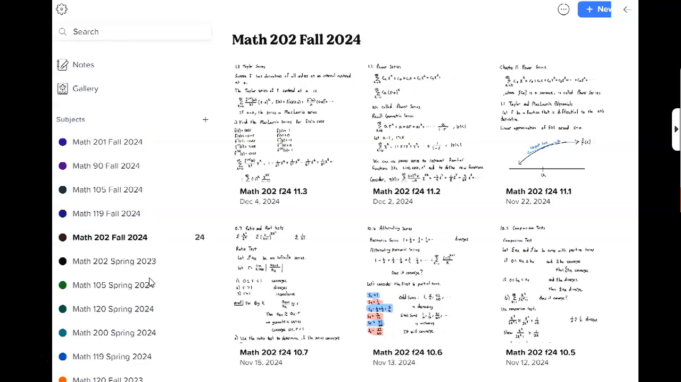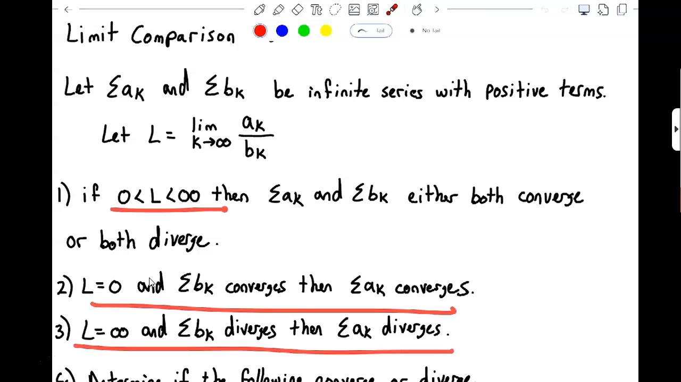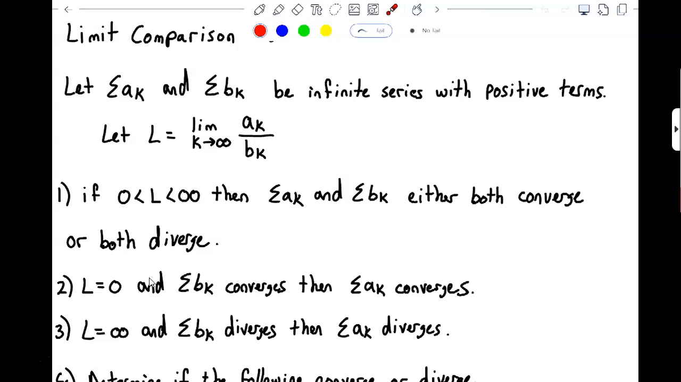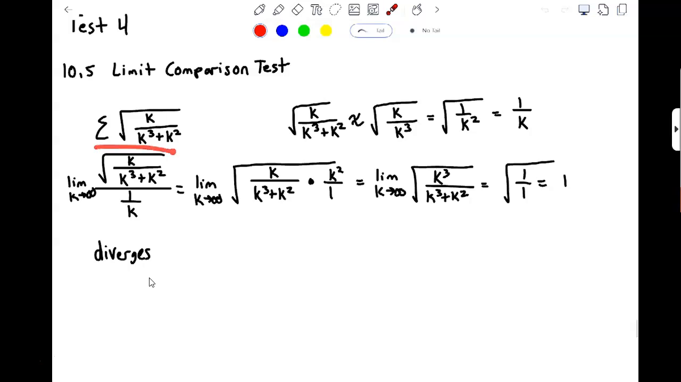Remember the other possibilities with the limit comparison. If it goes to 0 and the bottom converges, then we would say it converges. If it goes to infinity and the bottom diverges, then the top diverges. And that's how we use that test. If it's equal to some number, as it was here, then they either both converge or both diverge. And so here we find out that this series is similar to the harmonic series, which we know diverges.